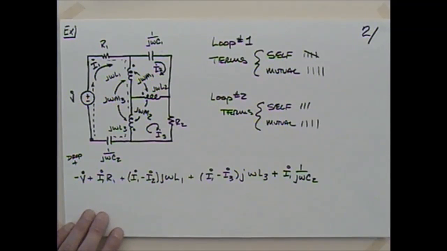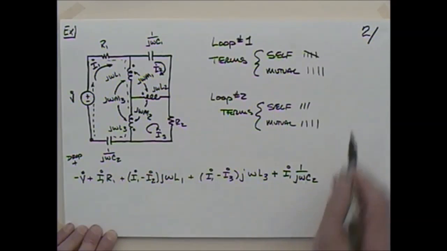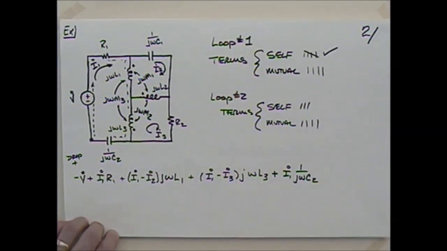So how many self terms did we say we were going to have? 1, 2, 3, 4, 5. So I think I've got those done. Let me double check those before we go on. Yep, I think we're good with those. So then the fun begins with the mutual terms.